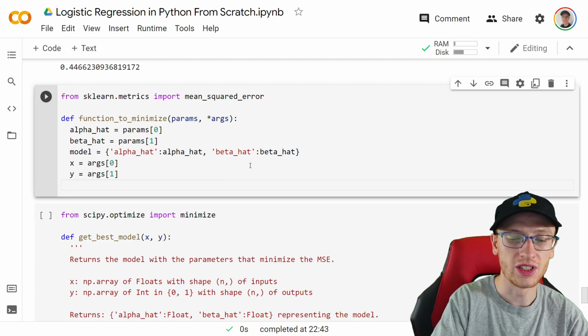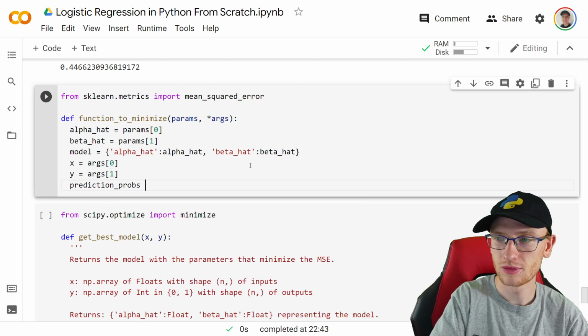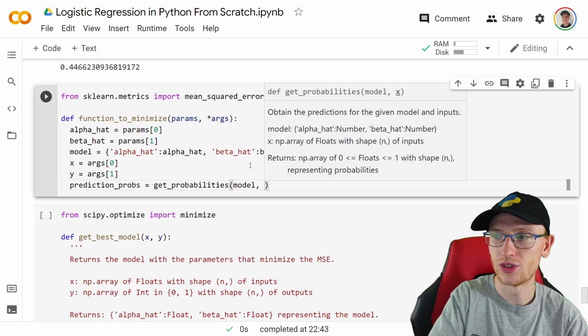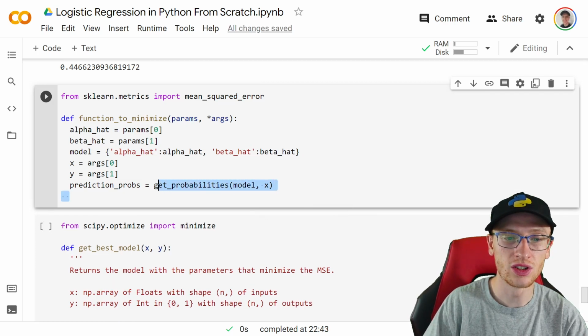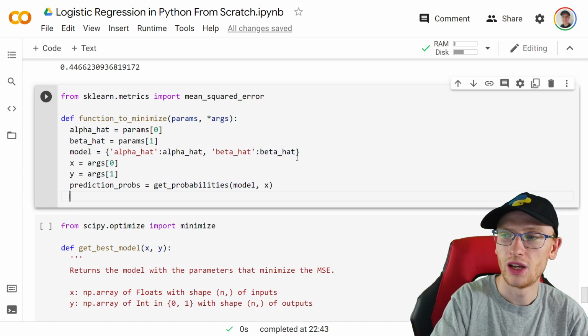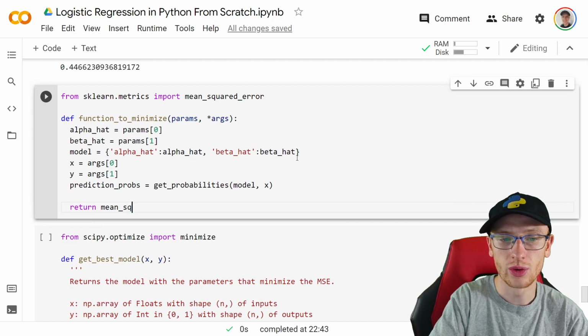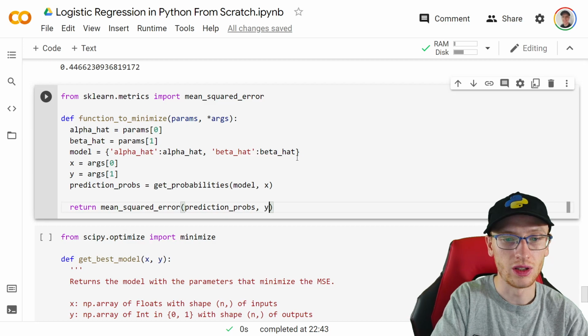So we can get the probabilities that we have so far. In this loop, we can get prediction probabilities equal to get probabilities of whatever our model happens to be at this part in the loop, and then we can also pass it the input. Okay, so this is our predictions for whatever alpha hat and beta hat happen to be. Those are our probabilities, and then we can just return the mean squared error of the prediction probs and the y.